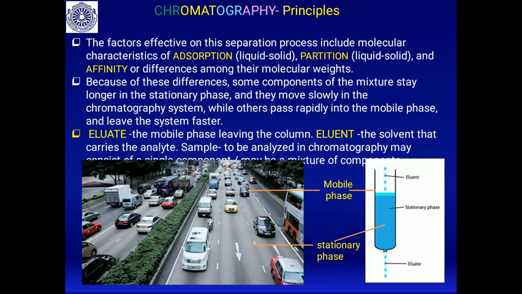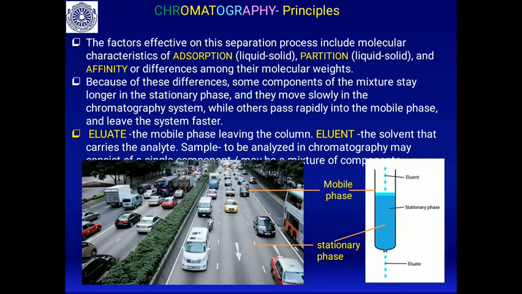Because of these differences, some components of the mixture stay longer in the stationary phase and they move slowly in the chromatographic system. For example, if it is a non-polar compound, it may move faster. If it is a polar compound, it may move slower. That is how, depending on their properties, they may stay a longer duration in the stationary phase. So, we can elute the fast moving ones first and collect them in our container, and later we can get the slower moving solutes.